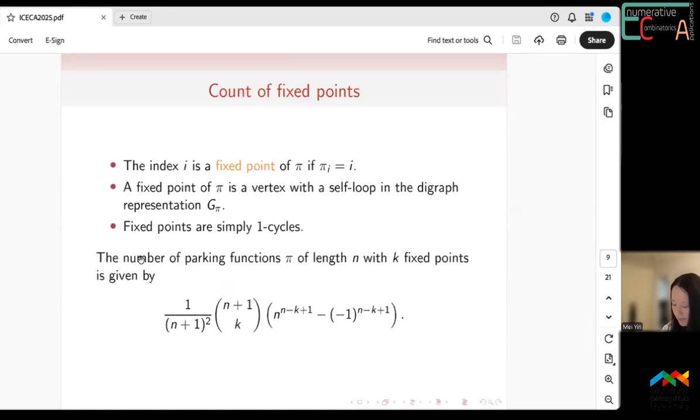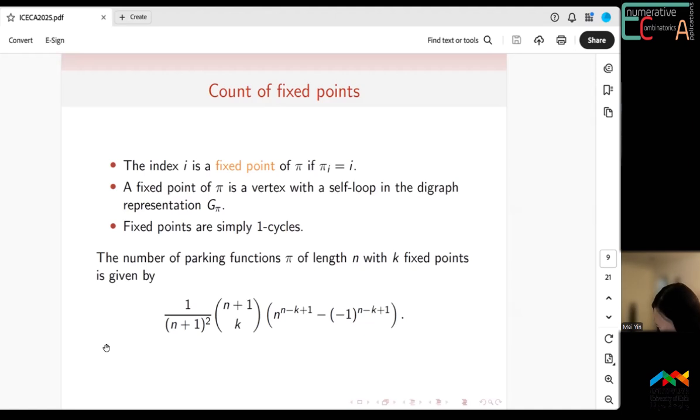Okay, so now let's come to the main object of study here, the count of fixed points. We say that index i is a fixed point of the parking function if π(i) = i, and the fixed point of a parking function is a vertex with a self loop, as we saw in the simulation earlier. Fixed points are simply one cycles. It turns out that the number of parking functions of length n with k fixed points is exactly given by this formula. And I will give a quick outline of the proof of this formula in a minute.